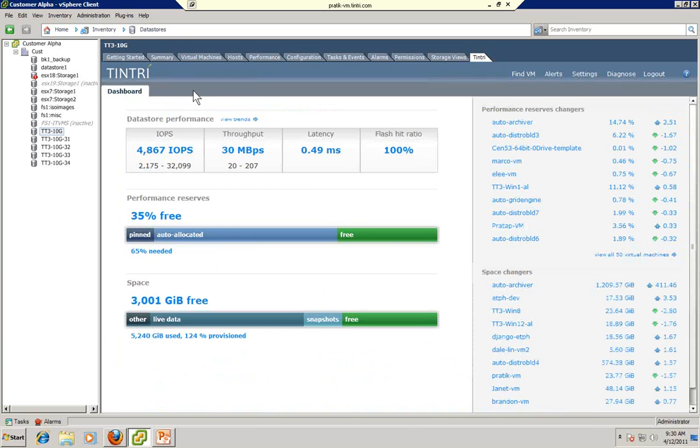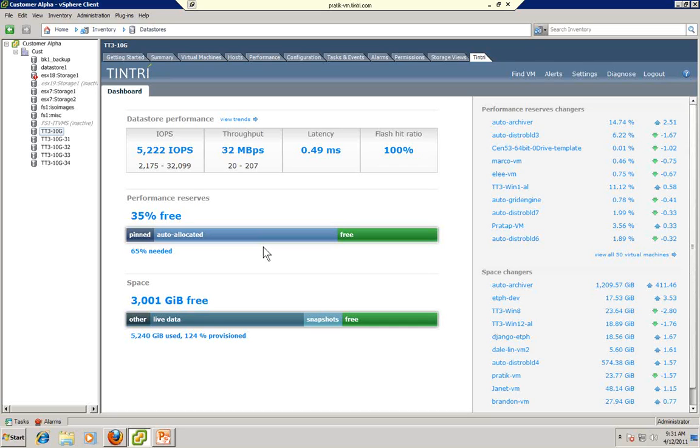Okay. Going back to the dashboard, there are 2 fuel gauges that you see on the left-hand section, the bottom left-hand section. The bottom fuel gauge is very common. It shows you the space consumed. And it's pretty much in line with what you see on a traditional storage system. Right? The other gauge shows space consumed by live data, snapshots, and what is available. The top gauge is unique to Tintri. It shows you how much performance headroom is available on the data store.